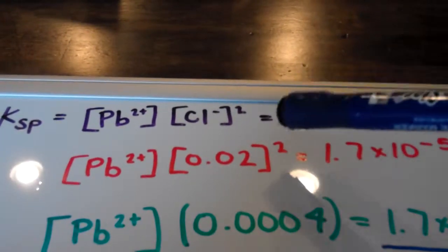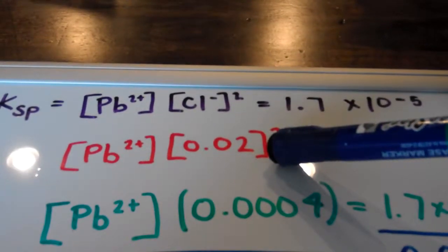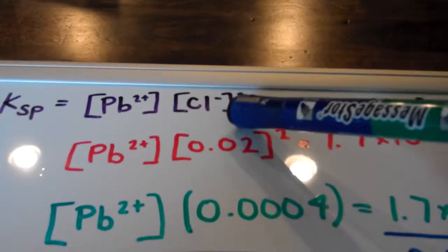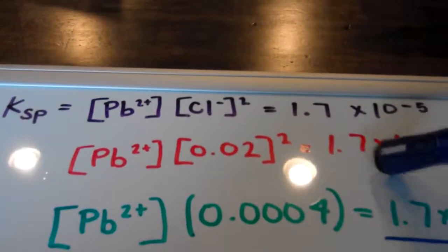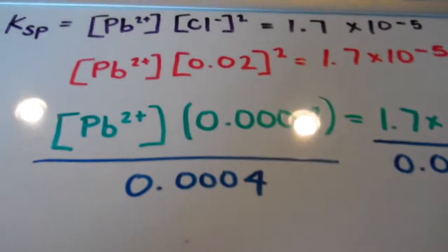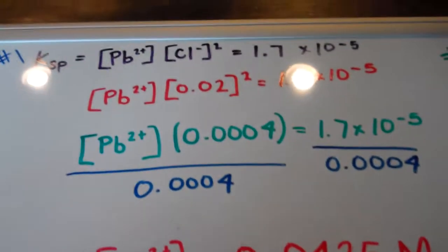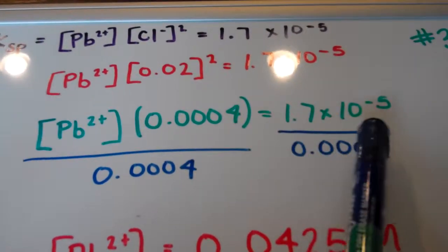Then we're going to plug that in. So we know 0.02 is our molarity. We're going to plug our 0.02 in, and we're going to square that right here, because it had 2 moles of it. And that will equal this. Then we're going to go ahead and square that. When we square it, we get 0.0004. And I apologize for that glare. There we go. And that is going to equal 1.7 times 10 to the -5.